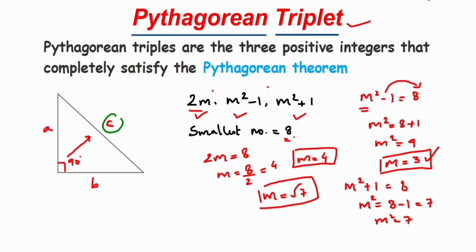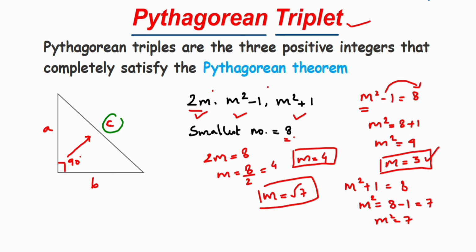So you can take any one and write down, let 8 is equal to 2m, or let 8 is equal to any one of them, and you can find out. So your answer can vary here. It need not match your textbook answer. This formula 2m, m square minus 1, m square plus 1 is given in the textbook.